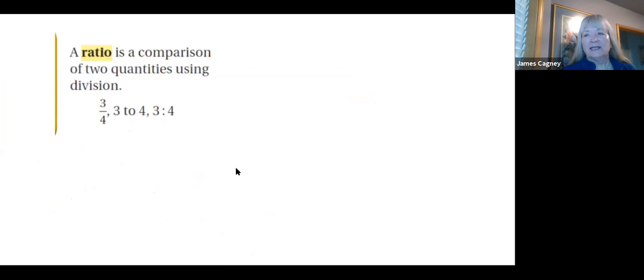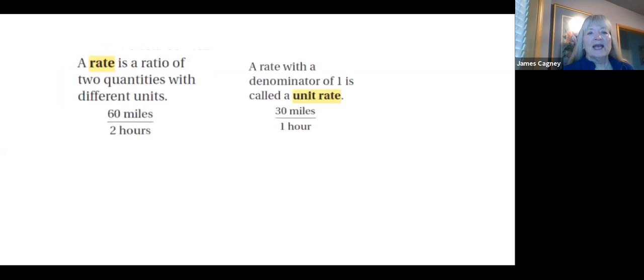So a ratio, again, is just comparing two different quantities using division. 3 to 4 as a fraction, 3 to 4 with the word, or 3 with the double dots to the 4. All of those are the same thing.